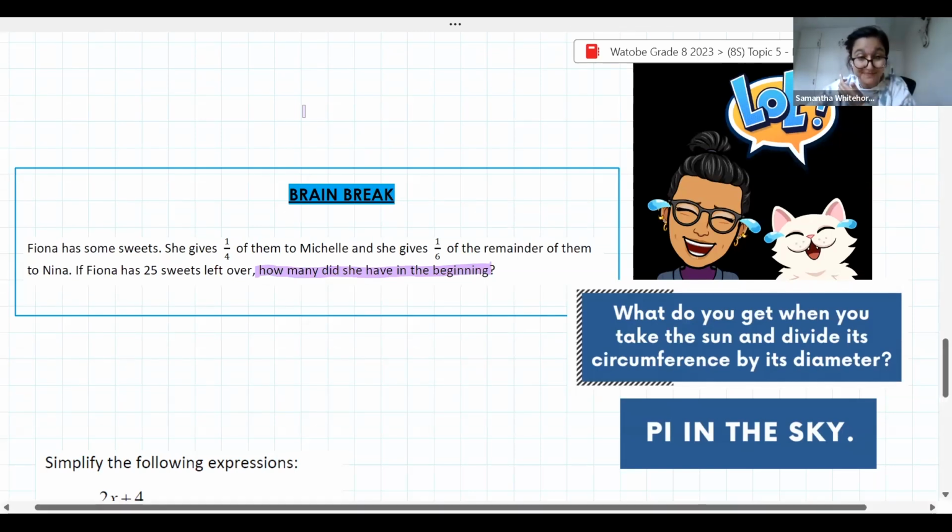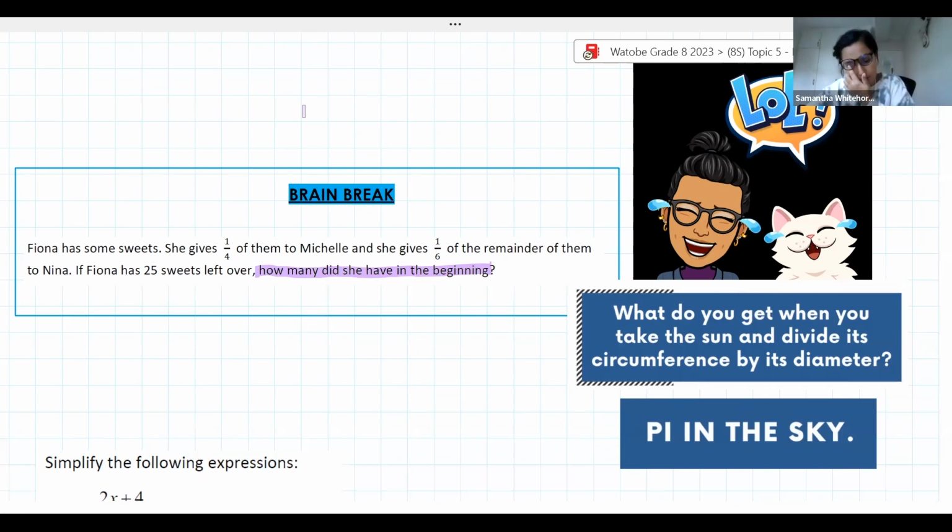Let's go, my people. Let's do this. You need to bring your fraction skills.